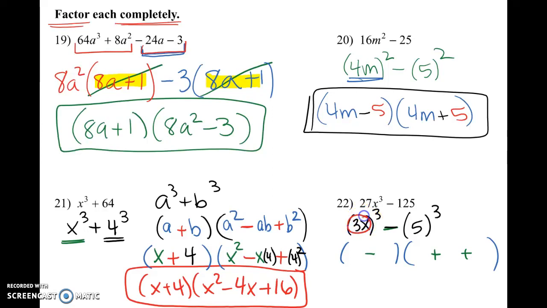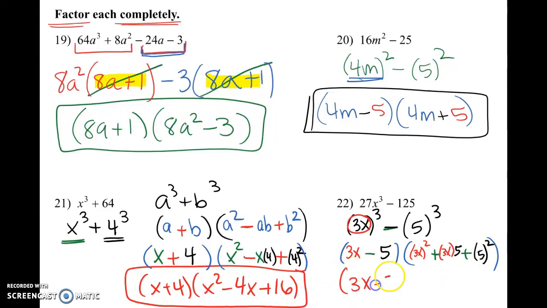So A is 3x. I'm going to plug that in here. Here I'm going to have 3x squared. Here, I'm going to multiply by 3x. My b is 5, so I have 5 here. I'm going to multiply by 5 here, and I'm going to have 5 squared here.